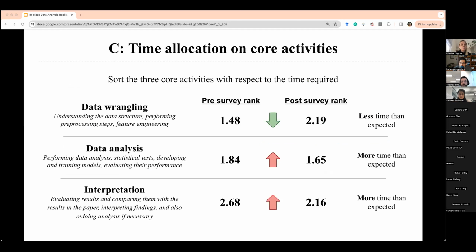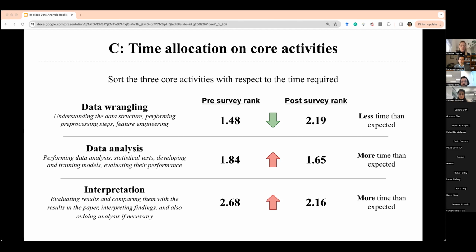Then we looked at the time allocation across the core activities, which I think explains to some degree this counterintuitive finding. So when it comes to data wrangling, like understanding data structure, performing pre-processing and feature engineering, it took less time than expected in the relative rank, whereas doing the actual data analysis, like performing statistical tests, developing training models, evaluating performance, as well as interpretation, where the results are evaluated and compared with the results in the paper, took more time than expected.